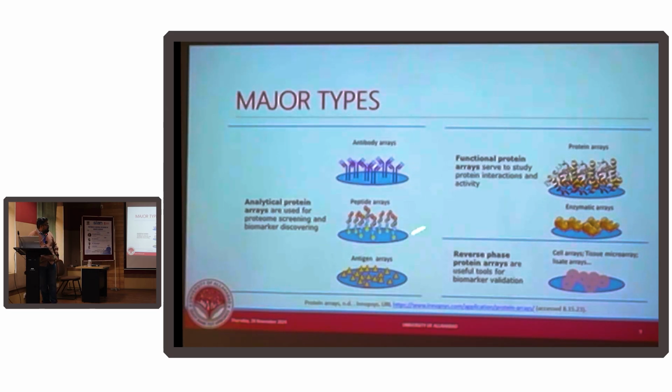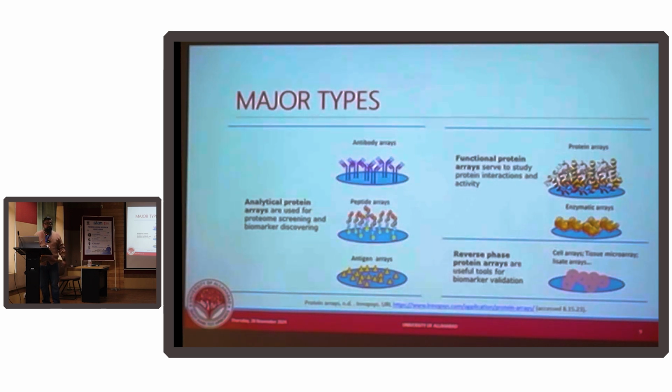Then you have peptide arrays. Now what are peptides? Short fragments of proteins. Now suppose you want to check if your protein of interest is trying to interact with another protein, right? You have some proteins, you want to do a protein-protein interaction study, right? So you can do a peptide array, or perhaps you want to check for antibodies present against a specific protein, whether you are generating autoantibodies.